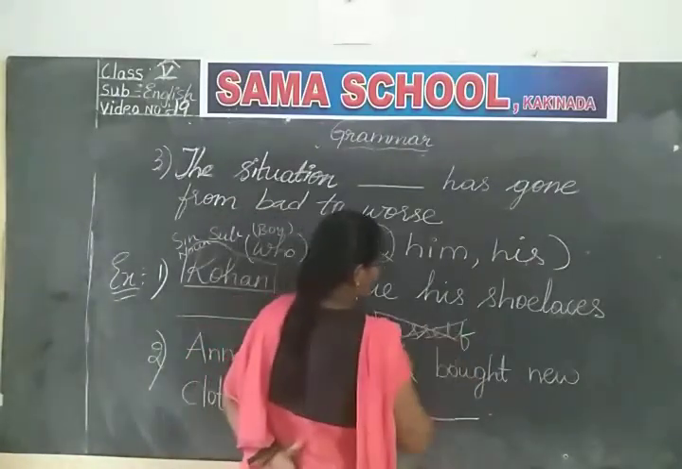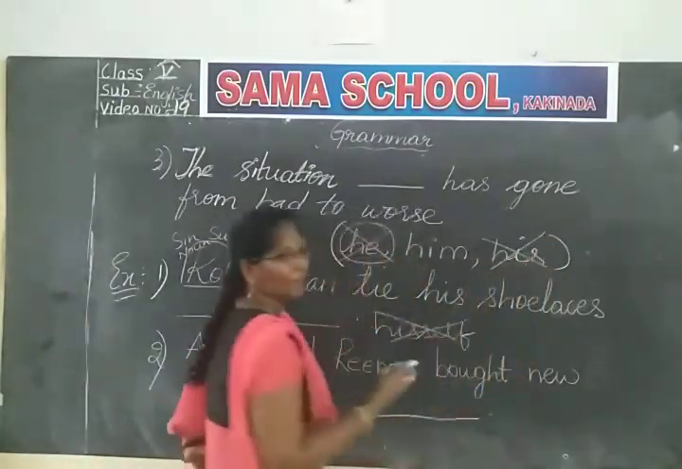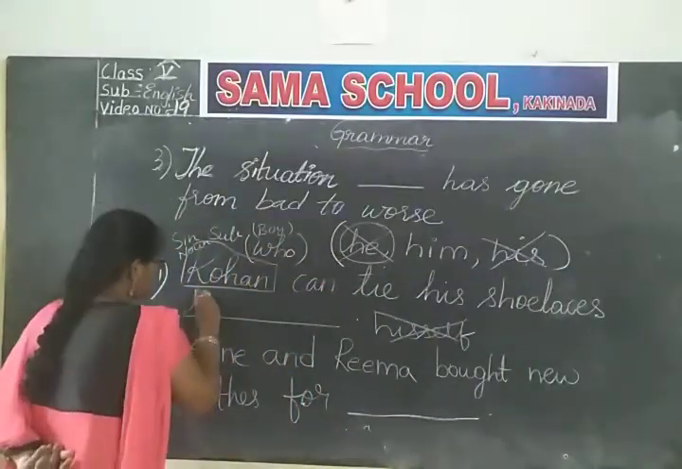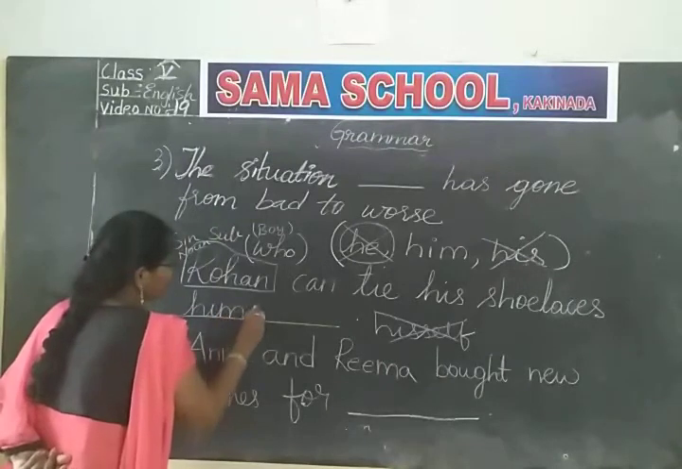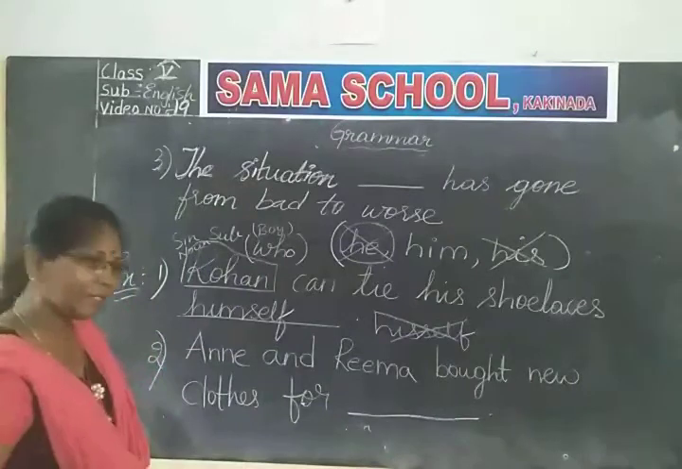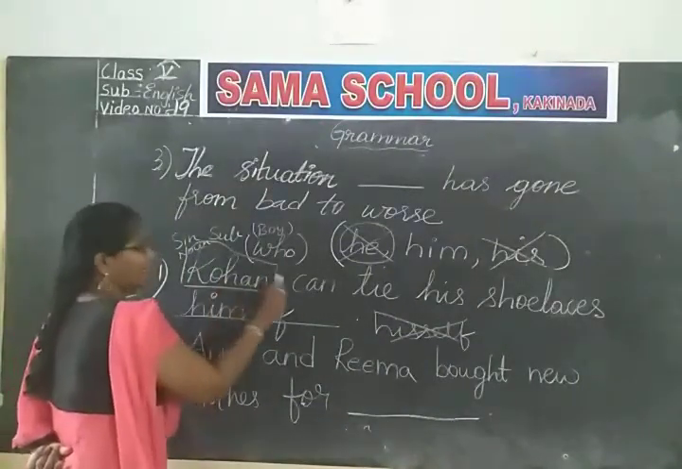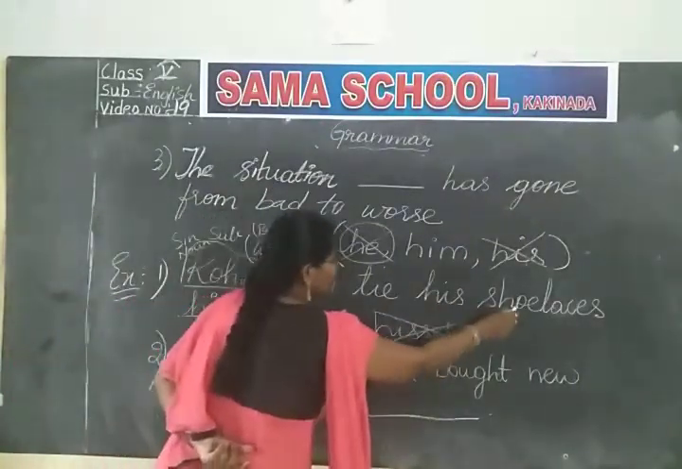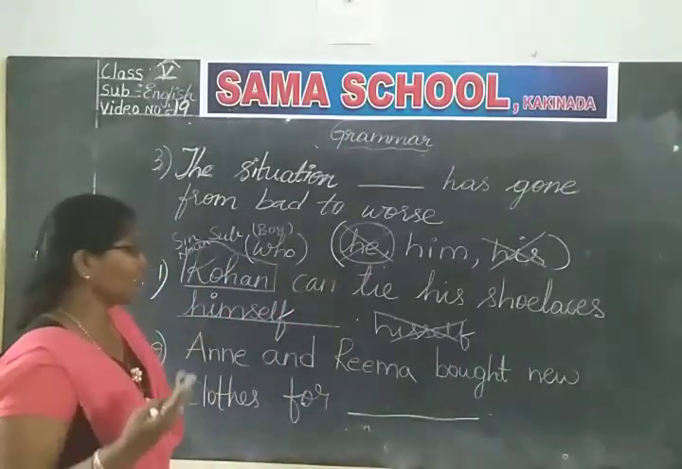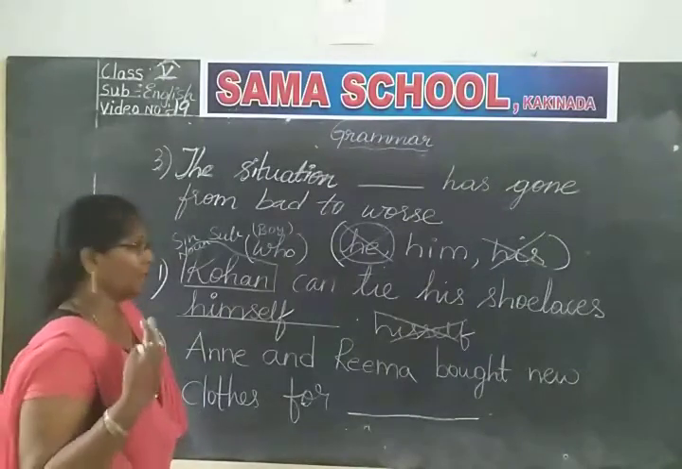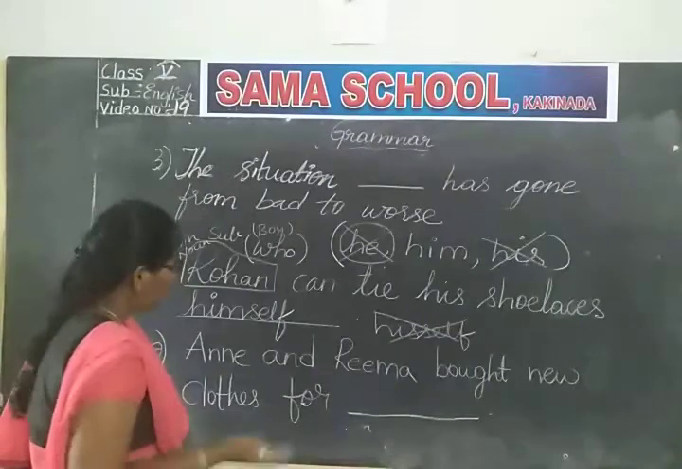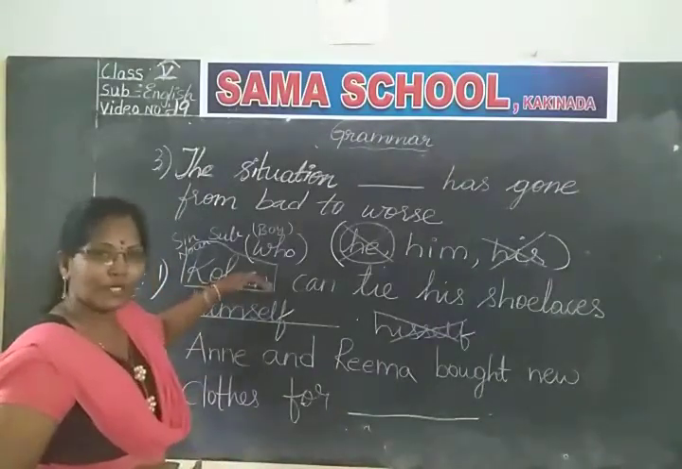So this is also wrong. That is, "his" is also something we should not use. Now what is that? Him. So add him plus self. Him plus self: himself. Is it clear? So Rohan can tie his shoelaces himself. So he is not needing any support. He does not need any support from his parent or brother or whoever it may be. He himself can do this part of the work.